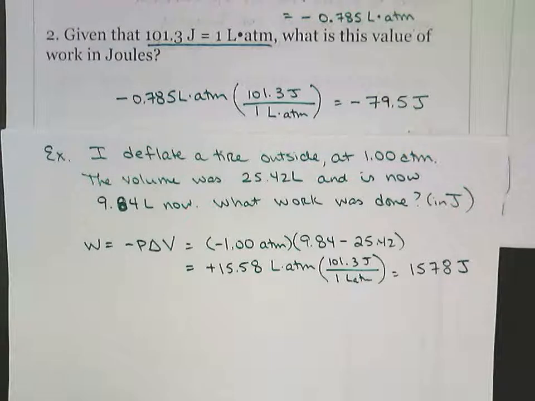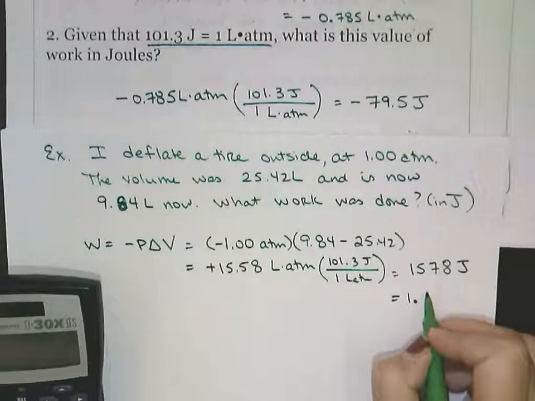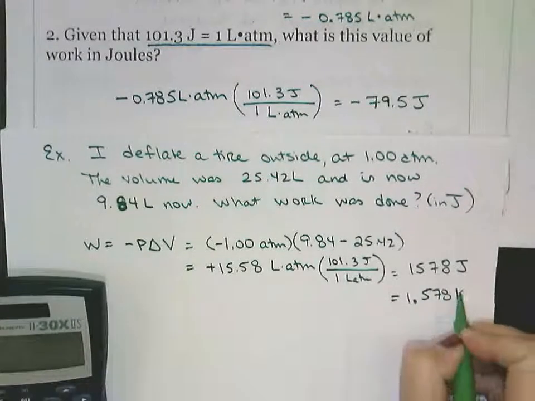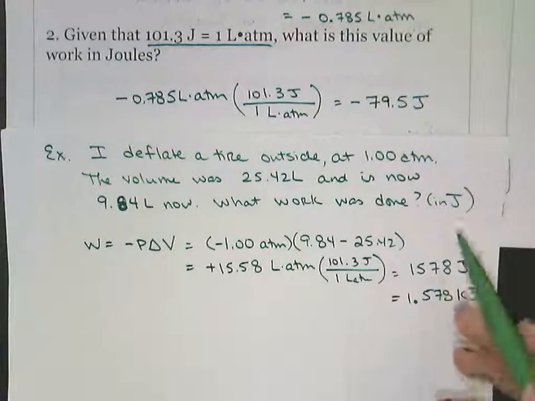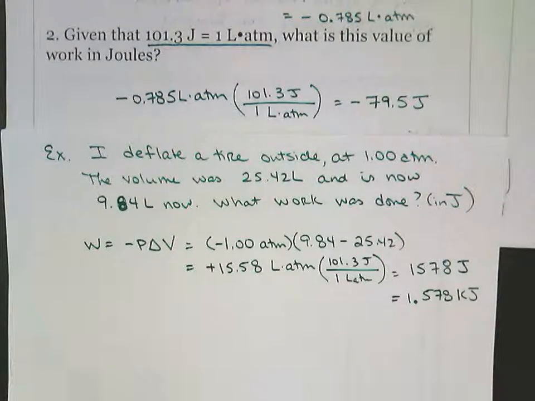It's like 1,578 joules. How would I convert that to kilojoules? Divide by 1,000. This one only asks for joules, but you're going to want to be able to go back and forth to kilojoules, because coming up pretty soon, the numbers are going to be gigantic.